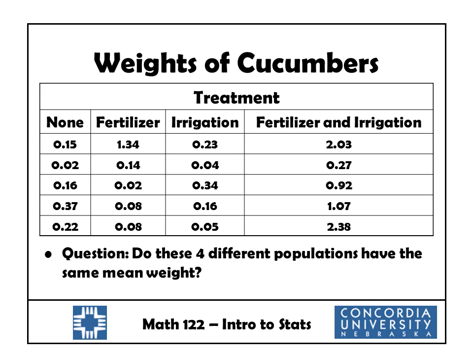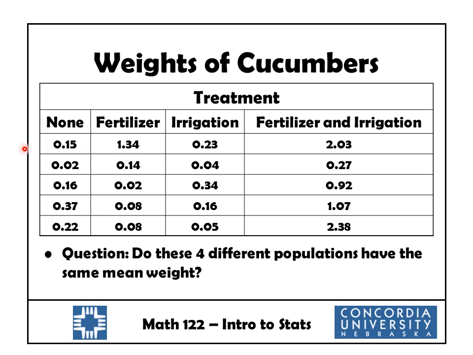So instead, let's suppose we go out and we randomly select 5 cucumbers from each patch and we weigh each one of them. So suppose we go out, we pick a first cucumber from the patch that has no treatment, and it weighs 0.15 pounds. The next cucumber is very small, weighs only 0.02 pounds. Suppose we go to the patch that was irrigated. The first cucumber weighs 0.23 pounds, the next weighs 0.04 pounds, and so on and so forth.